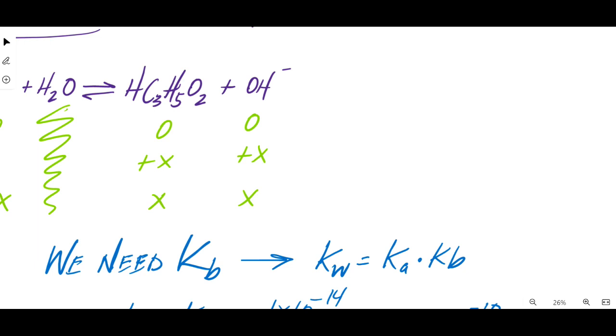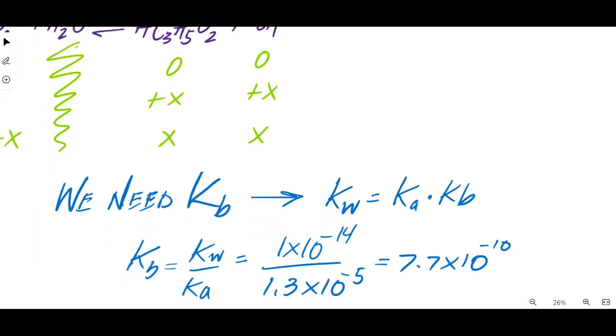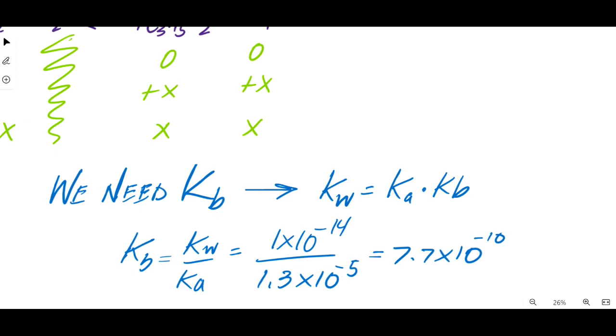So we can solve for the Kb. So Kb will be equal to the Kw divided by the Ka, and you can see I've set up the math there. And I find that the Kb is 7.7 times 10 to the negative 10th.